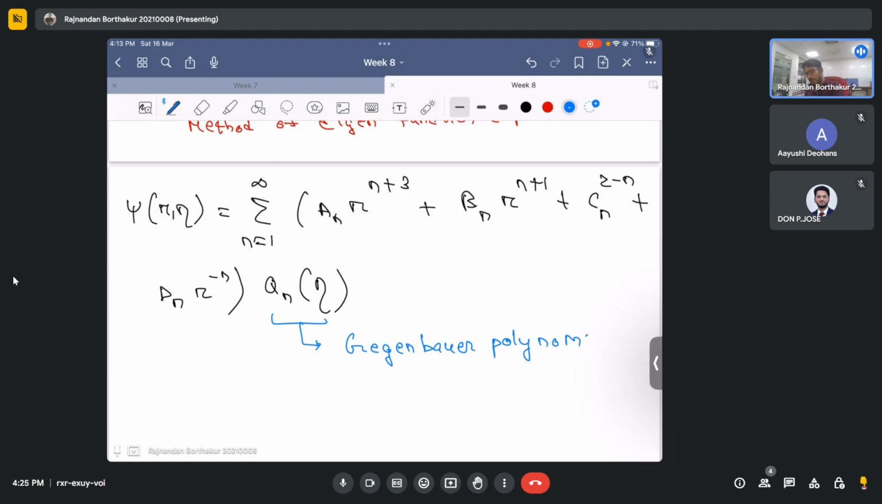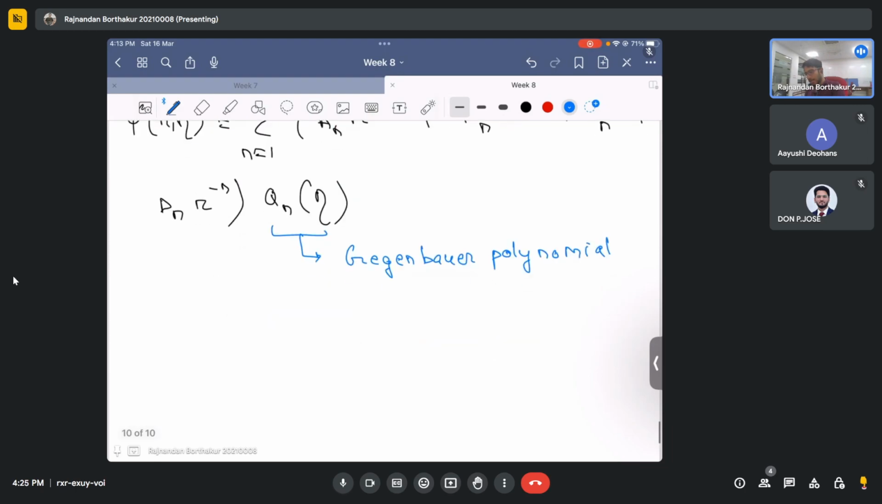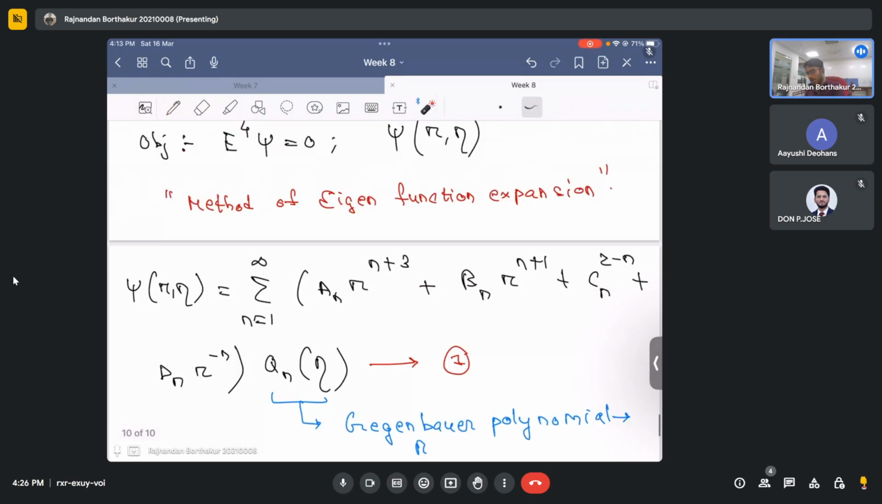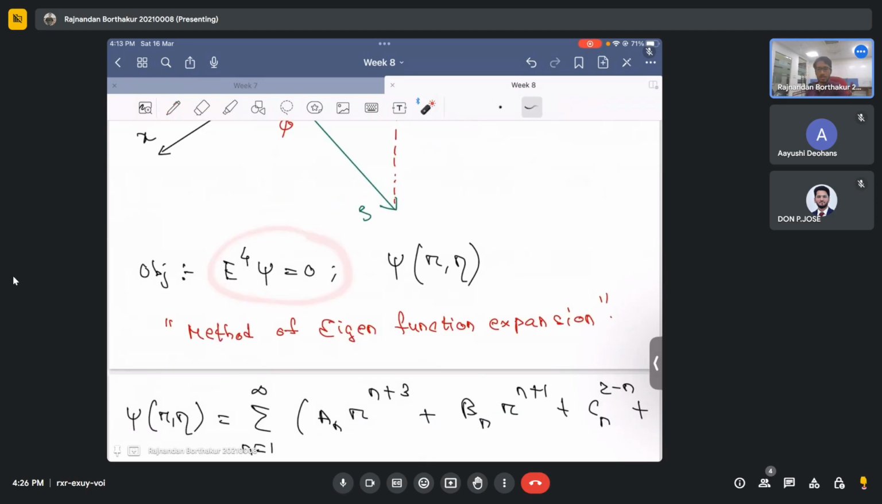And these Gegenbauer polynomials are defined from another set of polynomials. So this means that Qn of eta is nothing but integration from -1 to eta. So if we integrate the Legendre polynomials Pn of eta as a function of d eta from -1 to any eta, it gives us the Gegenbauer polynomial. All right. And this is basically the series solution that satisfies this biharmonic equation.